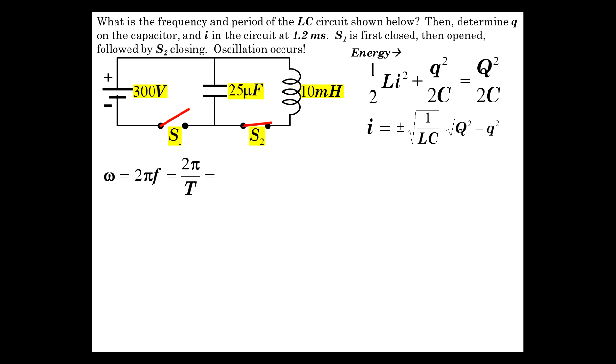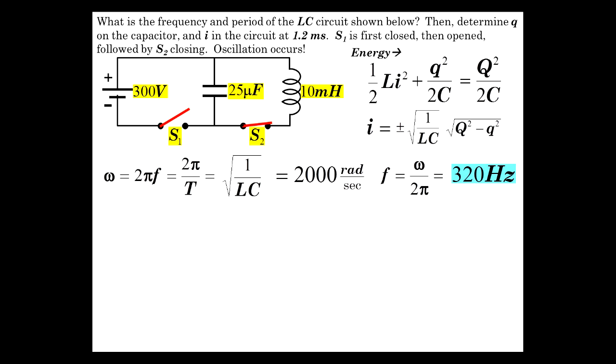We also had that omega is 2 pi f, which is 2 pi over the period, which is square root of 1 over LC. And that is 2,000 radians per second when we plug in the numbers, L and C, 1 over square root. Okay, so frequency is omega over 2 pi. That gives us 320 hertz. And then it's a simple matter to get the period. It's just 1 over the frequency, which is 3.1 milliseconds.